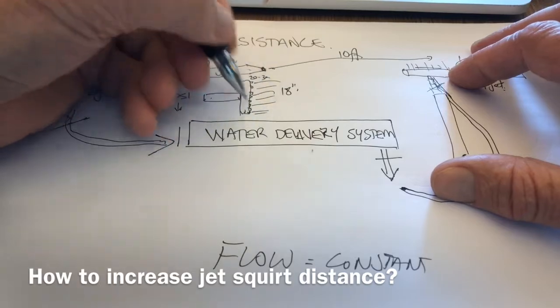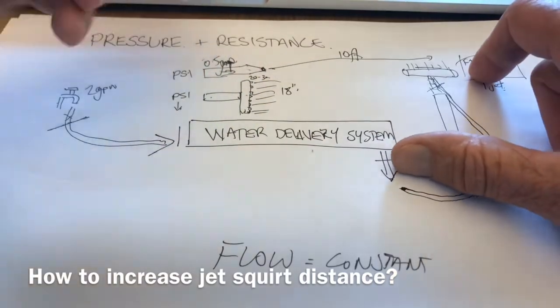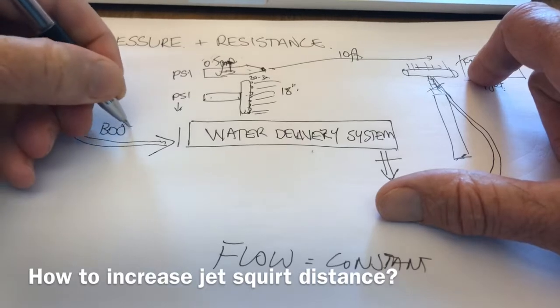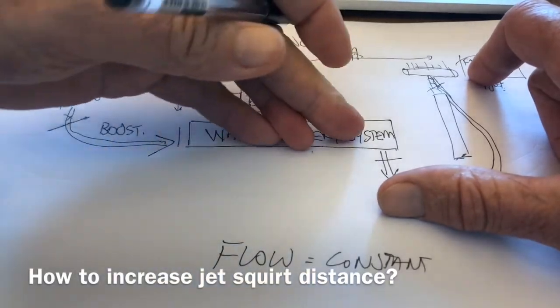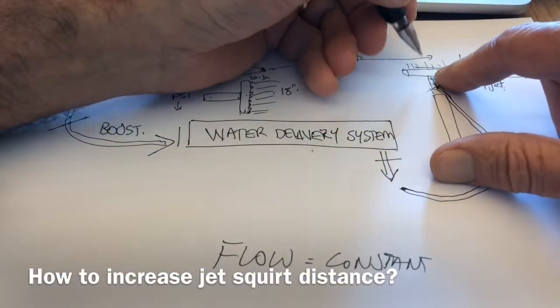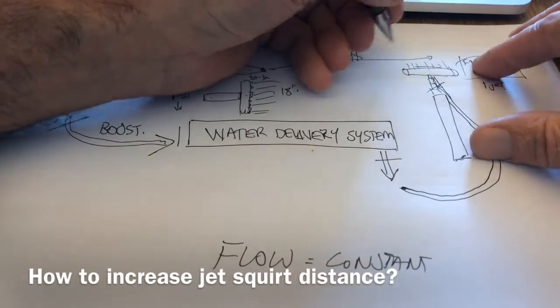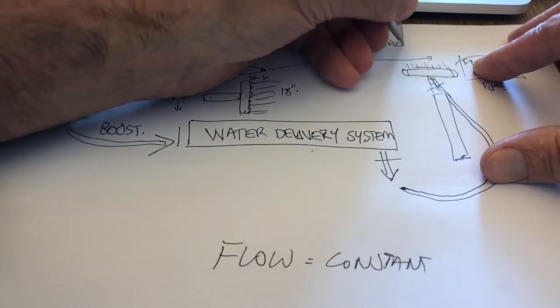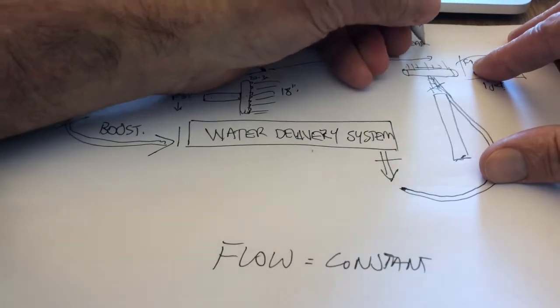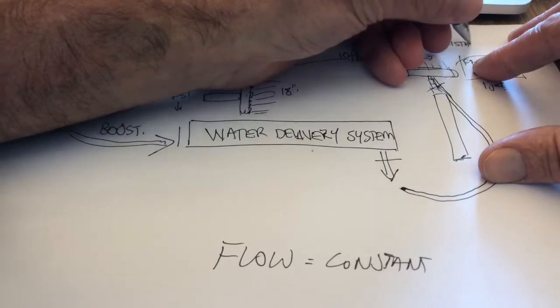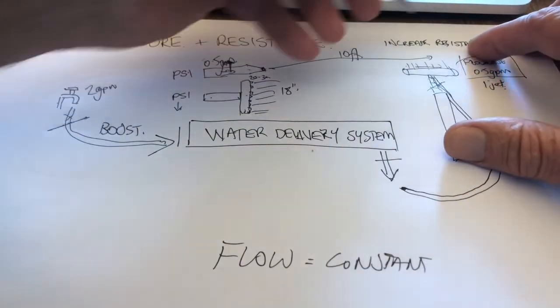And so it's that understanding that there's two ways to do it. We either boost the pressure into the system, in order to get more velocity, in order to get the jet to squirt further, or we increase the resistance. And you increase the resistance by having less jets open.